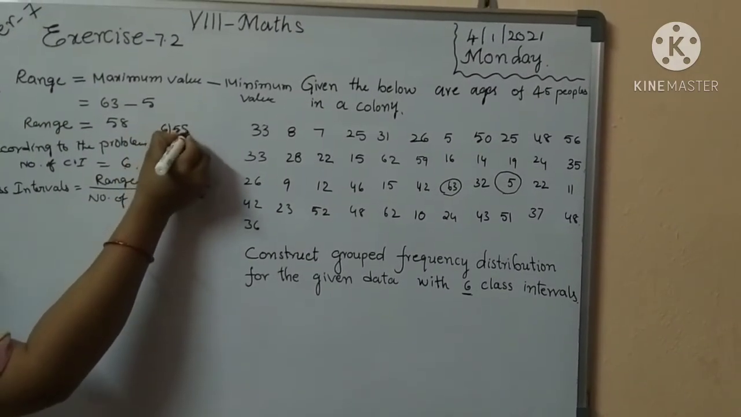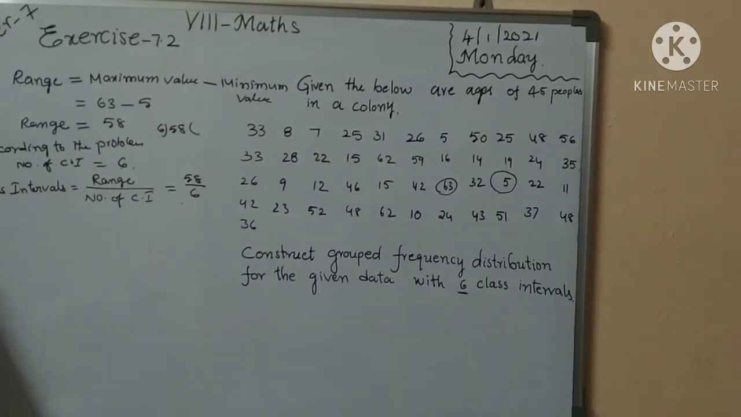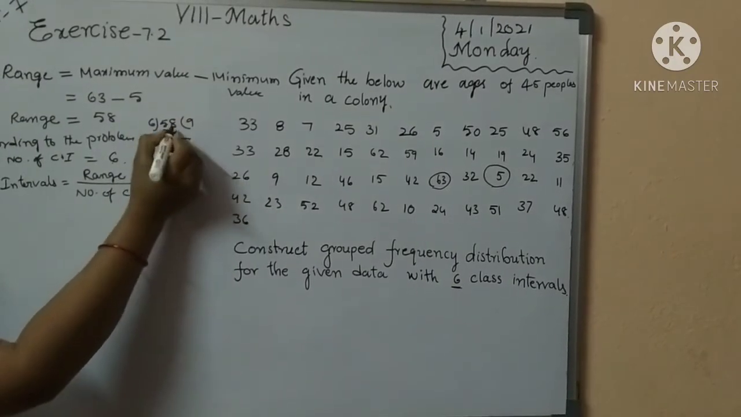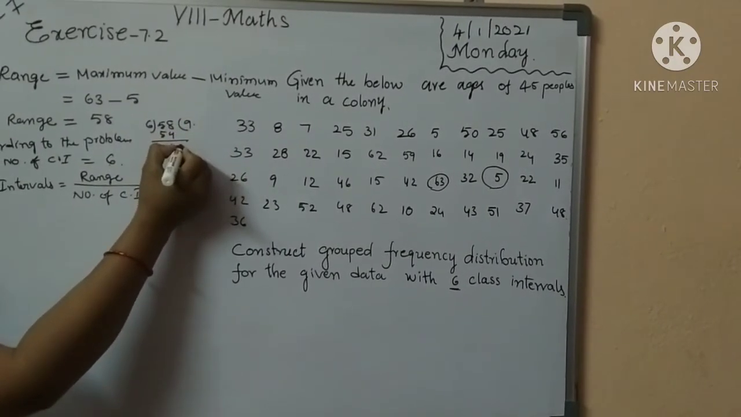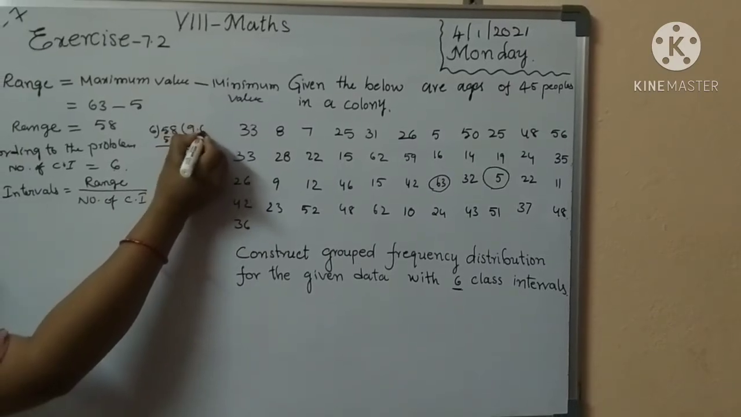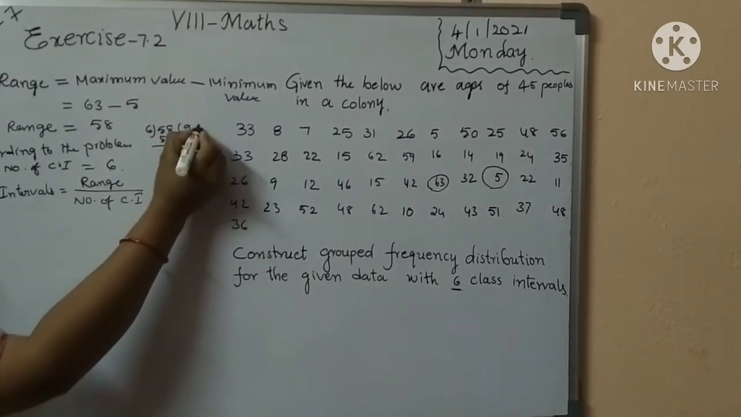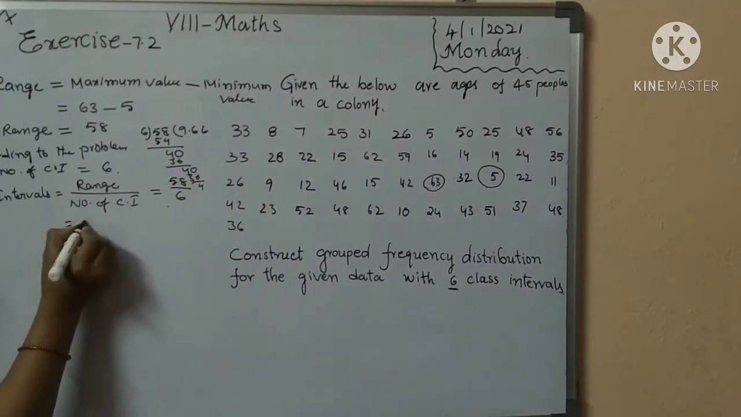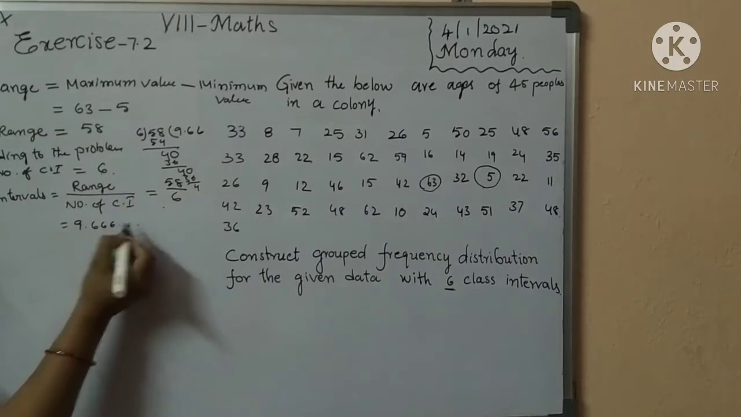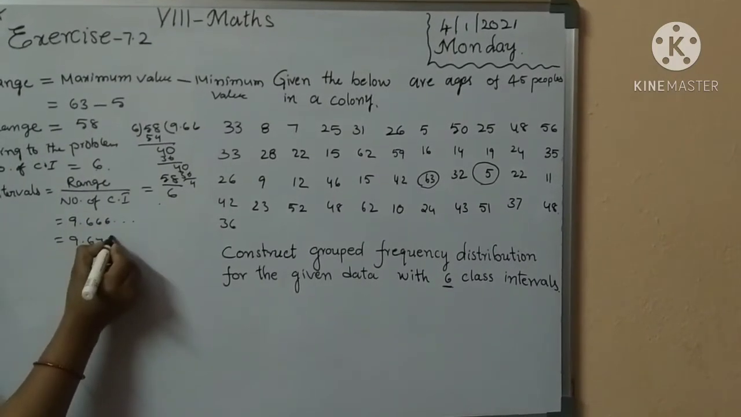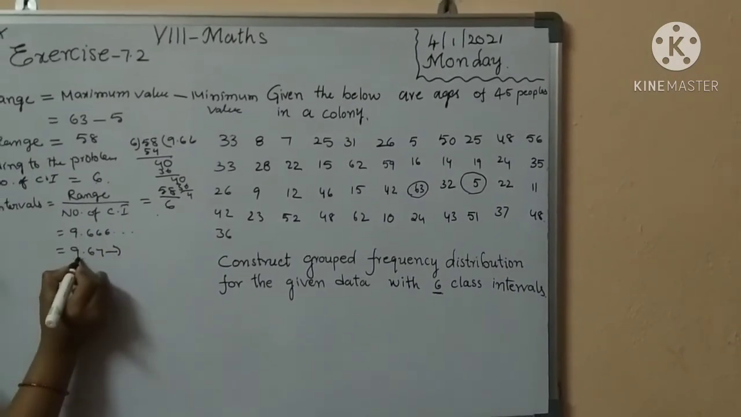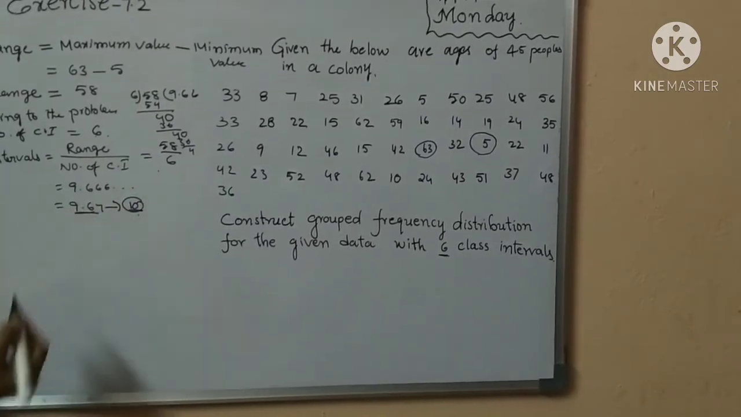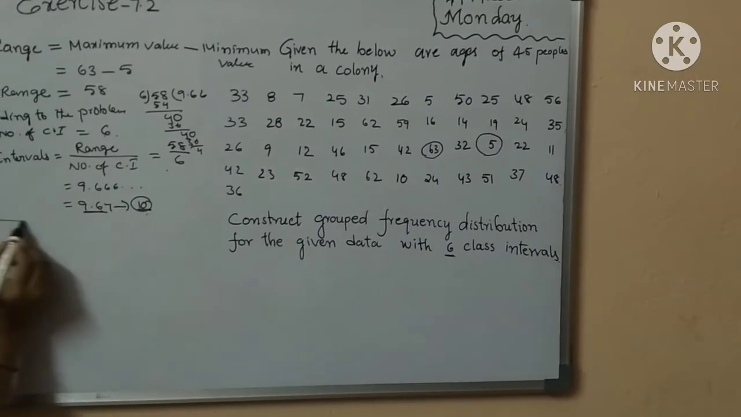So here 58 by 6. 6 6s are 36, 6 7s are 42, 6 9s are 54. Here put the point and take the 0. 6 6s are 36. Again take the 0, 6 6s are 36. Again 4. So I think 9.666 and so on. So we have to take 9.67, approximately 10. The class interval is 10. So you have to make the distribution table.